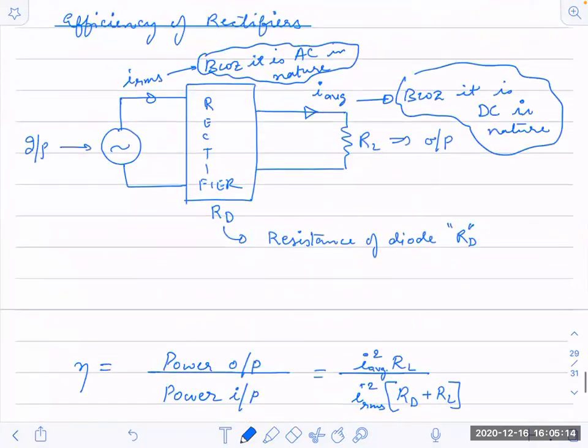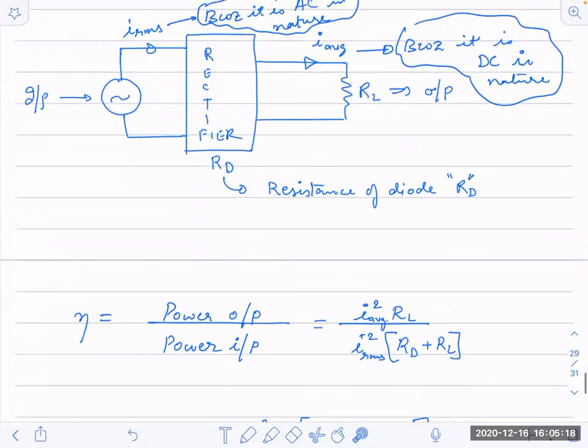If you remember this circuit, you can understand how this formula has been written. RL is the load resistance, and this is only the output, that's why I have written RL here. Why am I considering average here? Because it's DC in nature, and for DC we always take the average current. Now on the input side I have an AC source, and if it is an AC source, everything is written in RMS terms.